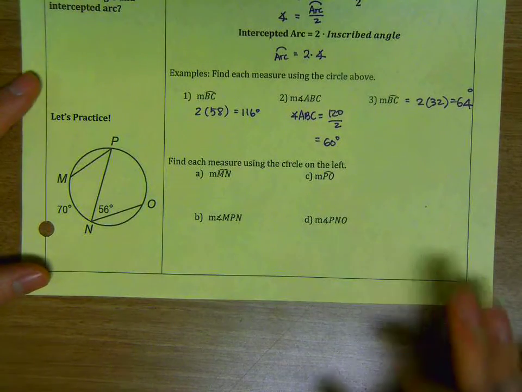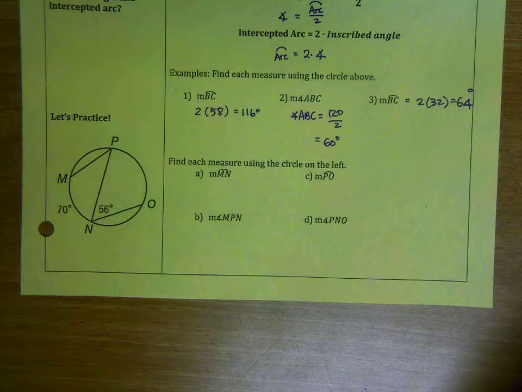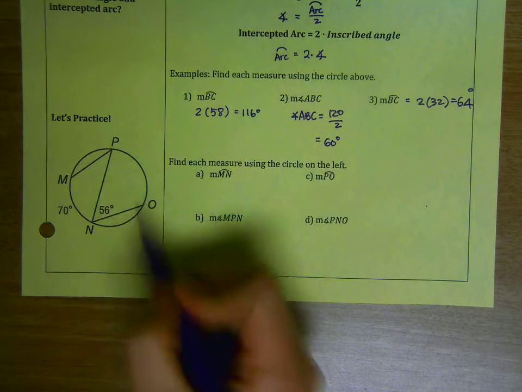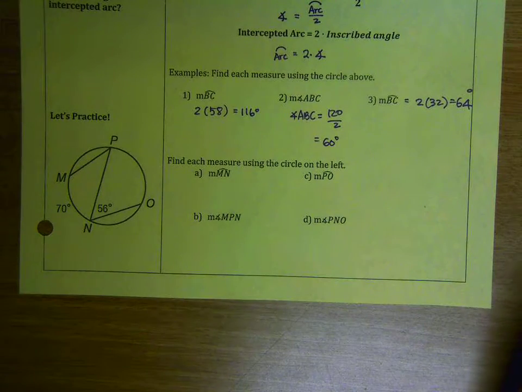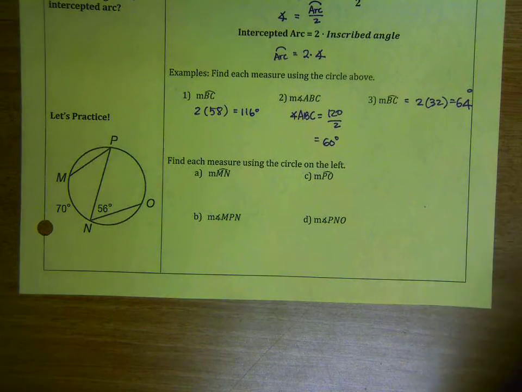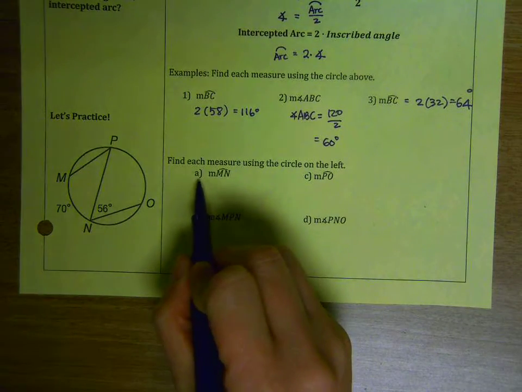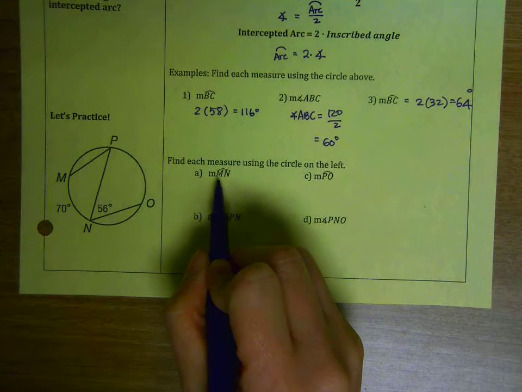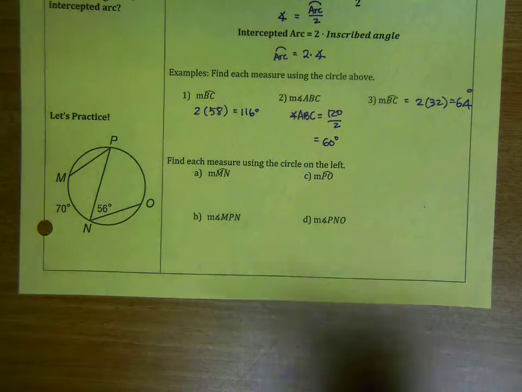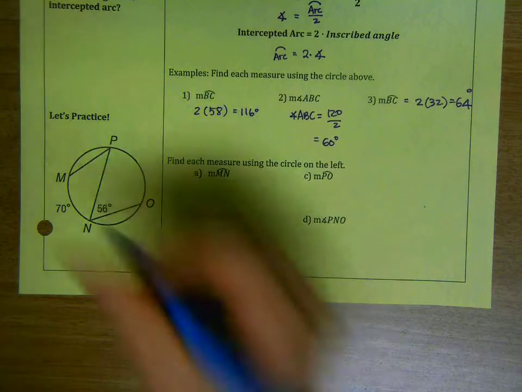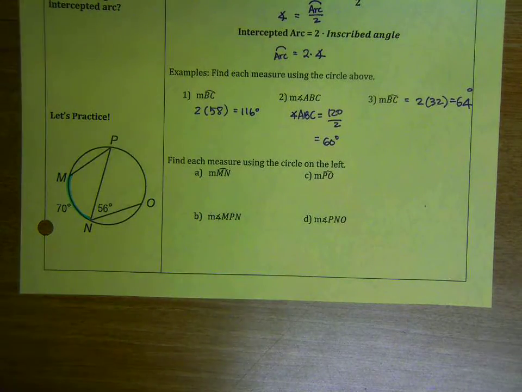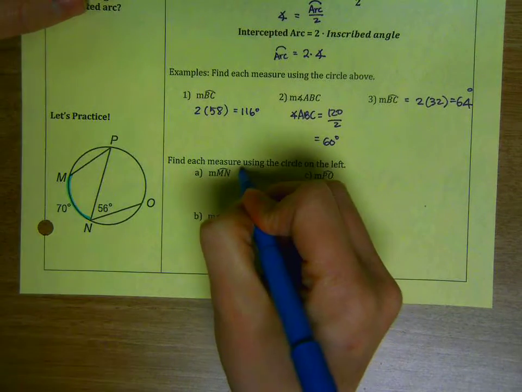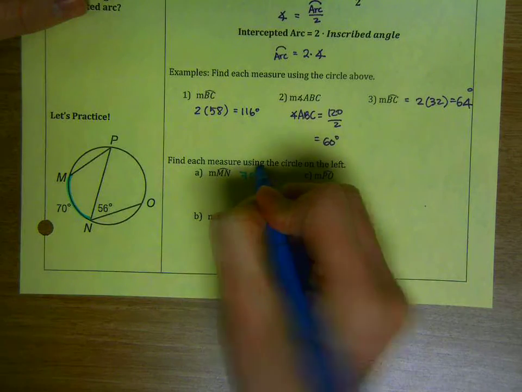Let's do practice. We're going to do it together. Here are examples and diagrams, and here are practice questions. Find each measure using the circle on the left. Question A says find the intercepted arc MN. MN is this, M to N. That's a minor arc since it's less than 180. It's 70 degrees, it's right there, so I'll write it down.